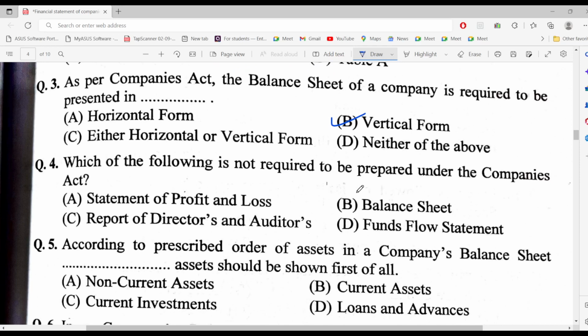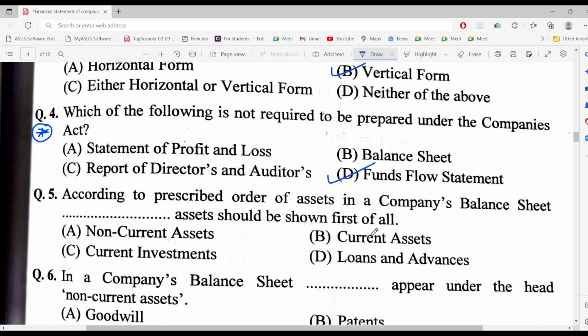Which of the following is not required to be prepared under the Companies Act? Statement of P&L, balance sheet, report of directors and auditors, funds flow statement. Very nice question. Please mark it as a star mark question. So funds flow statement would be the correct answer. It's a very nice question.